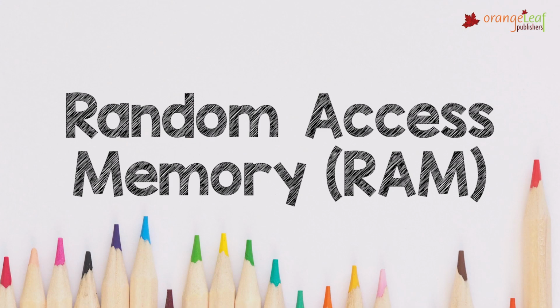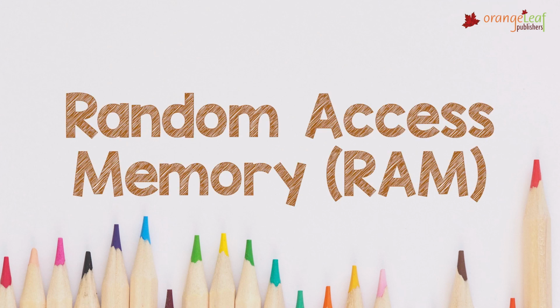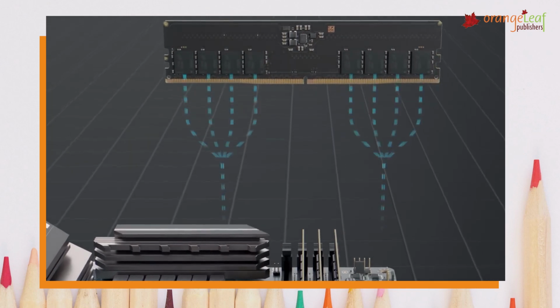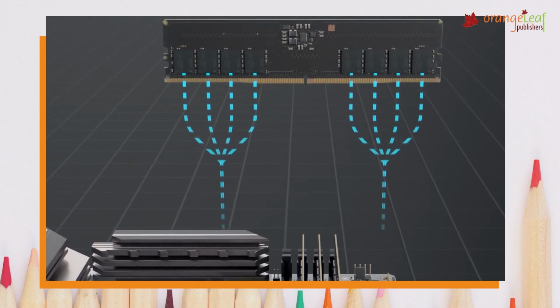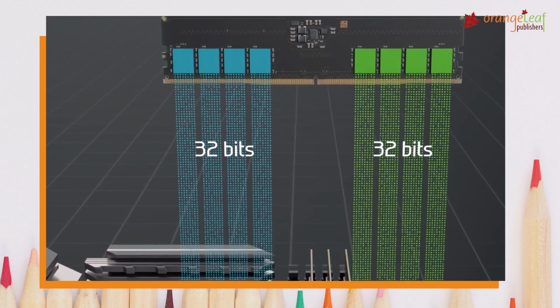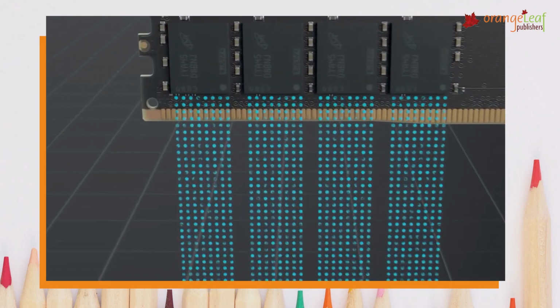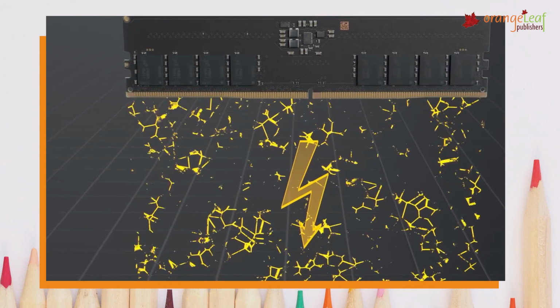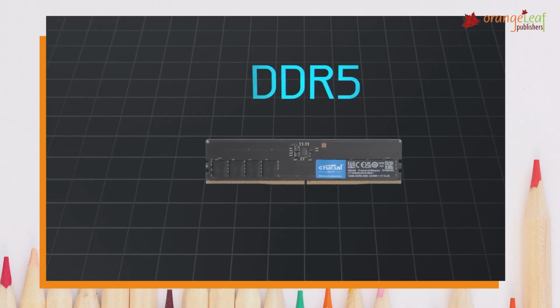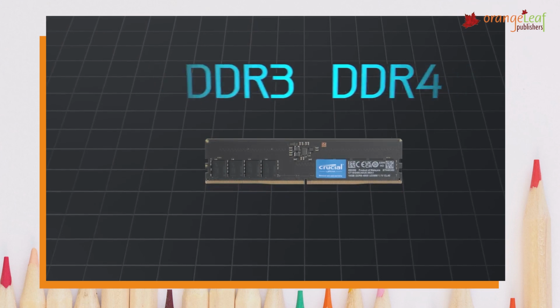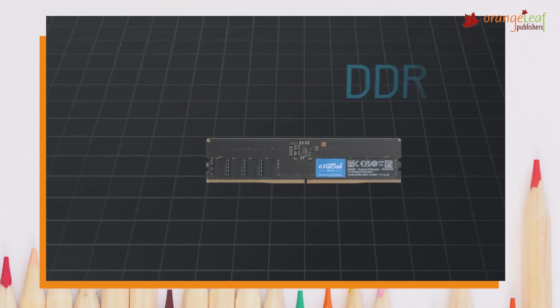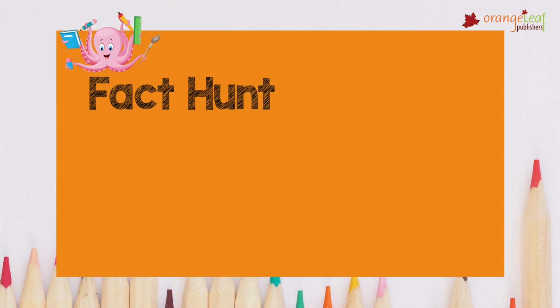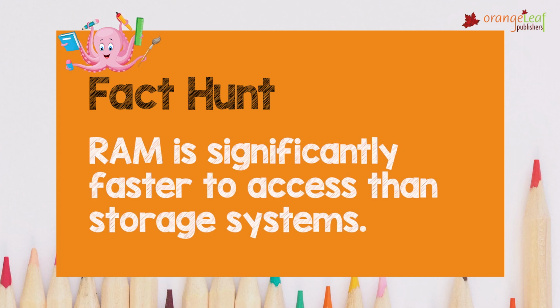Now let's see random access memory, that is RAM. RAM stores the data and instructions that are processed by the CPU. It is accessed by the CPU randomly. The data stored in RAM is lost when the computer is turned off. Therefore, it is also called volatile memory. Let's see this fact hunt. RAM is significantly faster to access than storage systems.